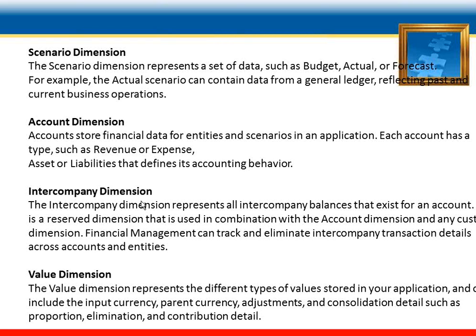In a group there are multiple entities, and they deal with each other, like they buy one product from another entity within the group, or they give some amount of loan to another entity. That is called intercompany. Financial Management can track and eliminate intercompany transaction details across account and entity. So there is a separate module in HFM to track intercompany transactions and eliminate them.